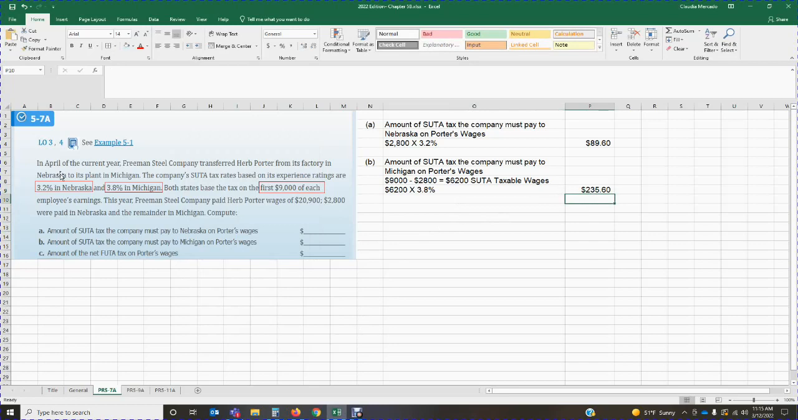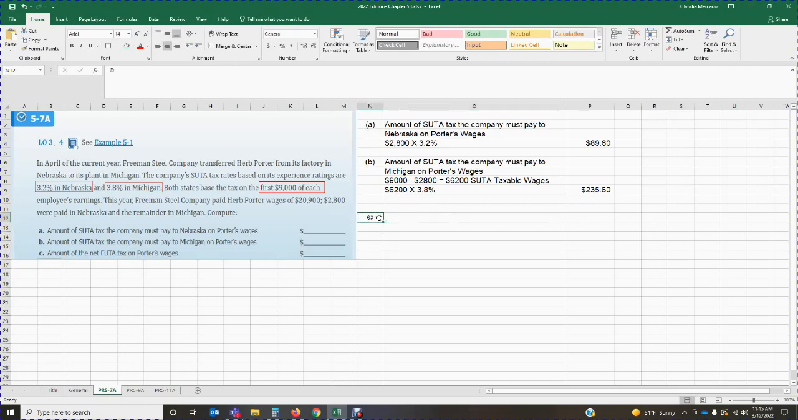So, Freeman Steel Company needs to pay $89.60 to Nebraska for the wages earned by Herb Porter in that state. Then, Freeman Steel Company needs to pay SUTA taxes to Michigan for the remainder of the $9,000. So the maximum amount in each state is $9,000, and then we subtract what we have already paid in Nebraska to get my SUTA taxable wages. And then I multiply it by my Michigan SUTA rate, which is 3.8%. Okay. Now letter C.